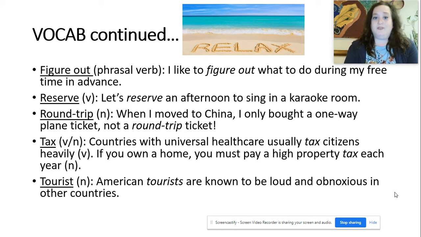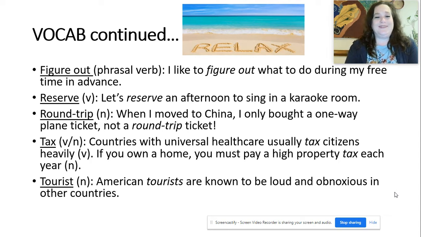Okay, the next word is tax. Tax. We can use this as a noun or a verb. Let's give an example for both. Countries with universal health care usually tax citizens heavily. Okay, in this case, we're using tax as a verb. Okay, the second example, if you own a home, you must pay a high property tax each year.